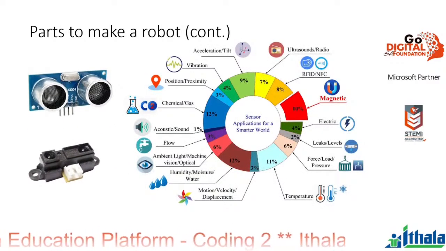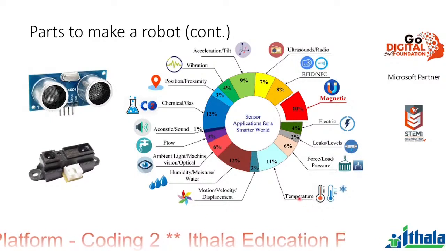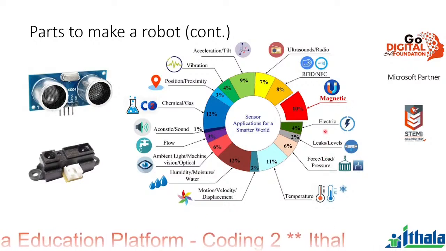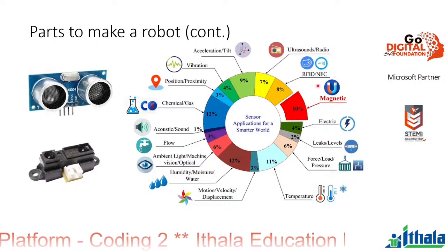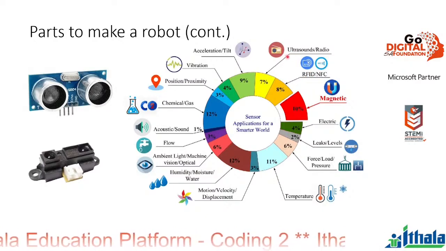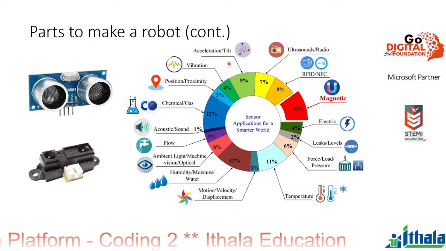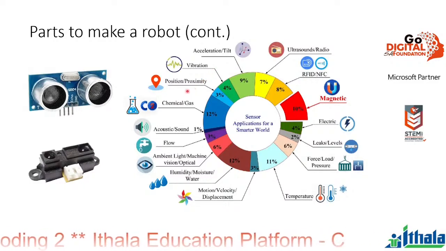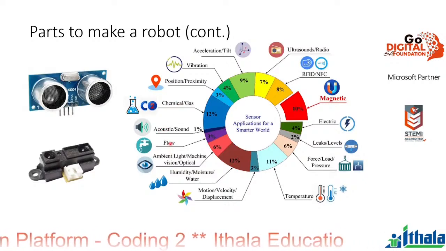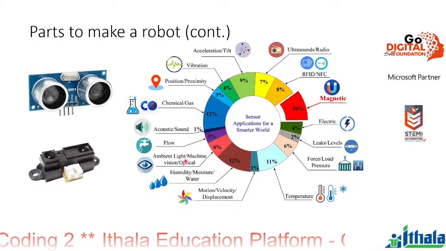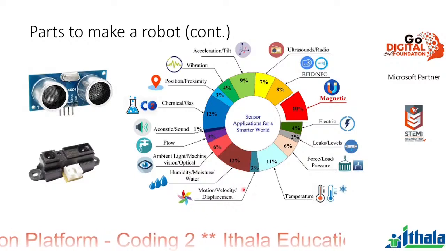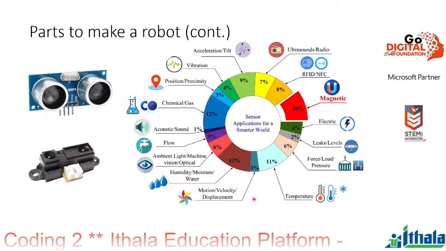Okay, and this is just some of the many sensors you get. You can see there's temperature, force, load, or pressure, leaks or water levels, electricity, magnetism, RFID, we'll look at that later, ultrasound, you've seen that, acceleration and tilt, vibrations, position or proximity, chemicals or gas, acoustics or sounds, flow rate, ambient light, machine vision, humidity, moisture or water, and motion, velocity, displacement. So those are some of the many sensors that exist.